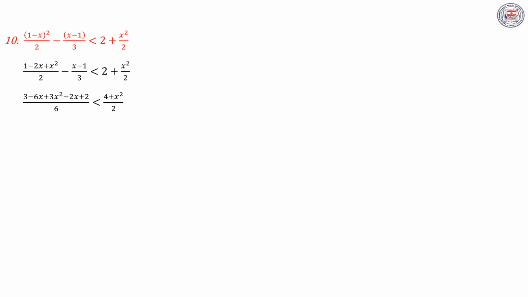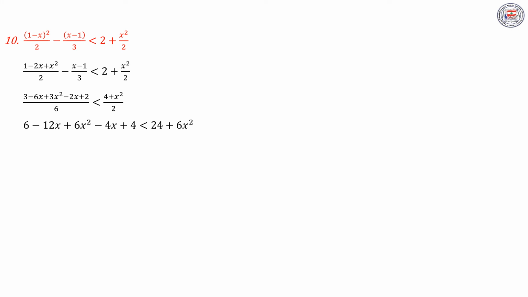In the second part of the inequality, the common denominator is 2. To find the numerator, you divide 2 by 1, which is the denominator of 2. 2 over 1 is equal to 2. Then you multiply 2 by 2 and you get 4. Then you divide 2 by 2, you get 1, and 1 times x squared is equal to x squared.